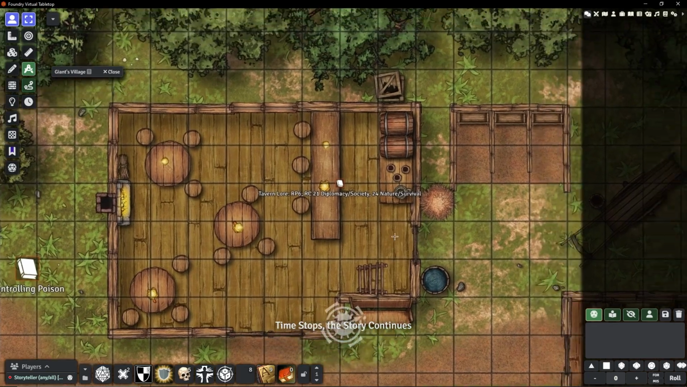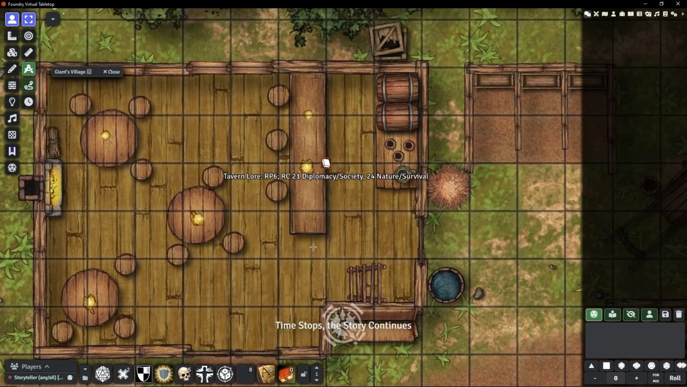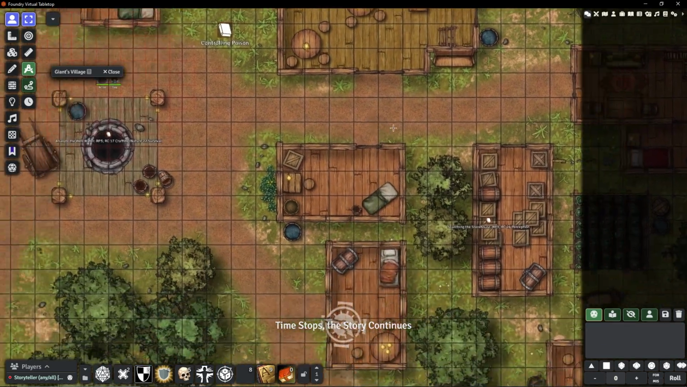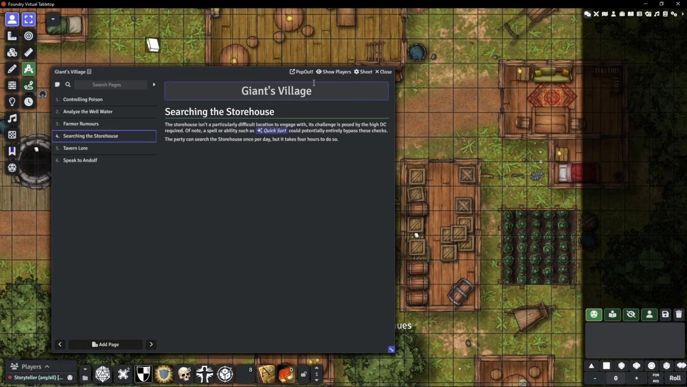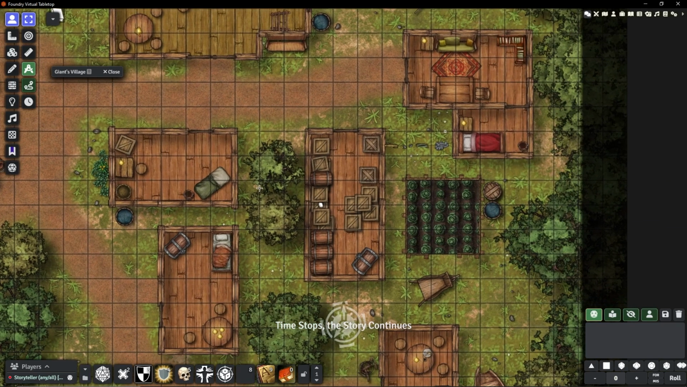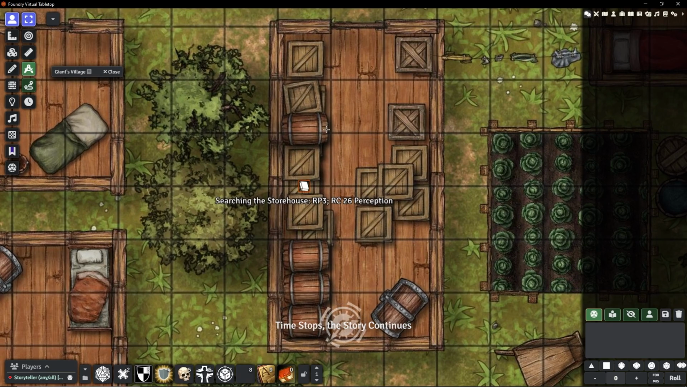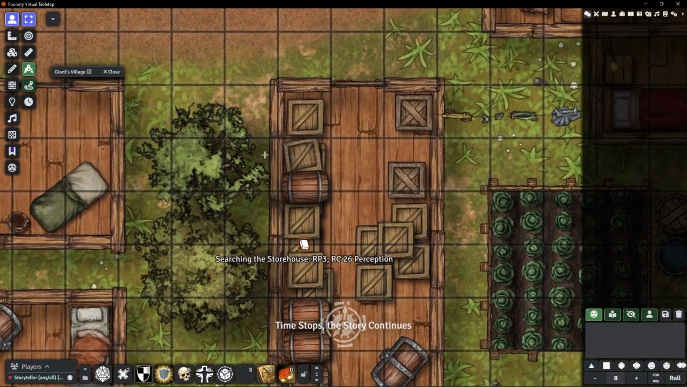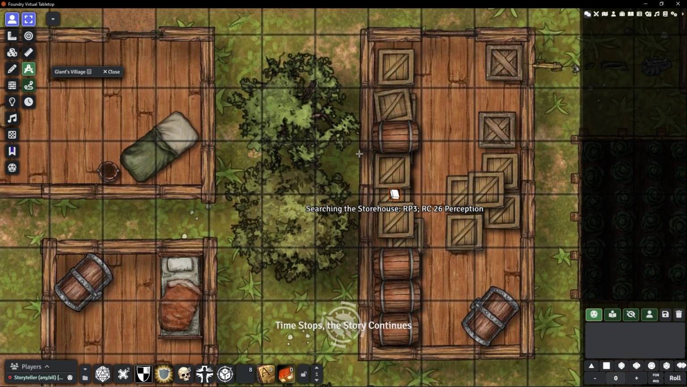In the tavern, they have the ability to talk or listen in with various people or the barkeeper. And I believe, yes, the storehouse can also be searched for information, or perhaps the players would be egged on to go there thinking that that might be the origin of the problem.